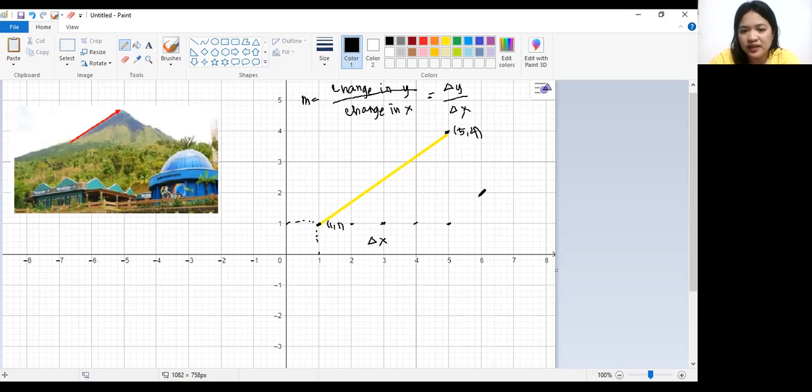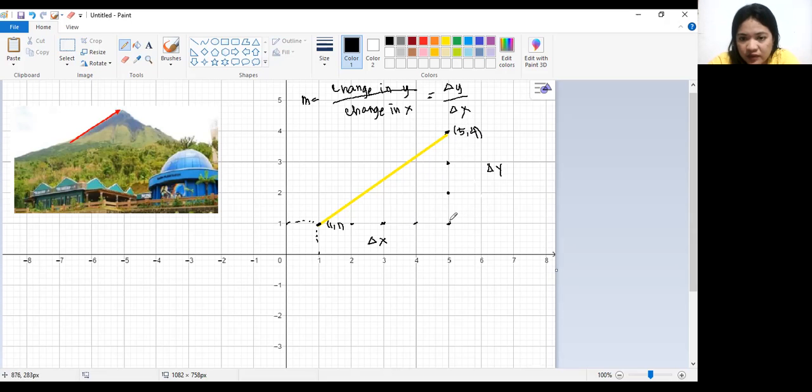So, ibig sabihin, as you change in x, because you're moving forward, you're also changing in y. Kasi you're moving in a higher elevation. So, ang tawag natin dito, change in y. Kasi galing sa mababa, umakyat. So, height, that is your height for your y.